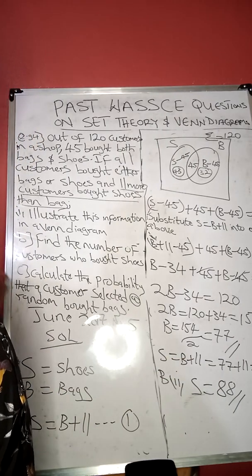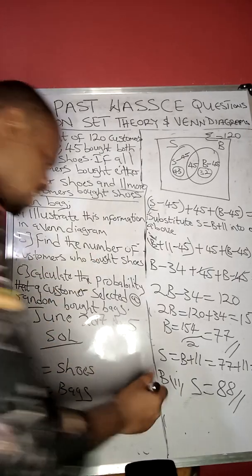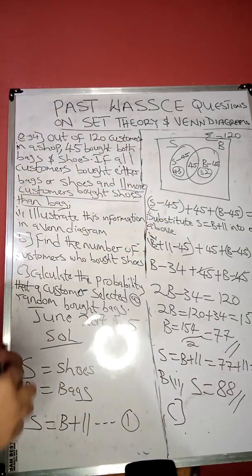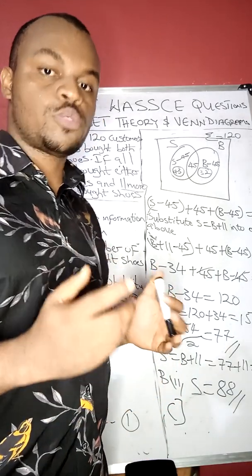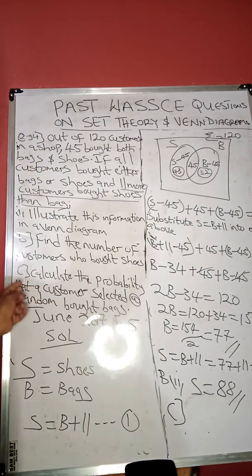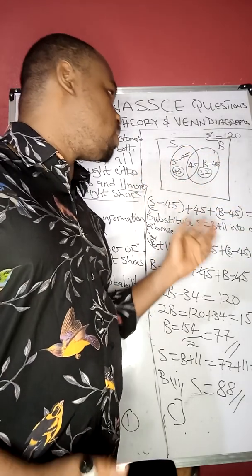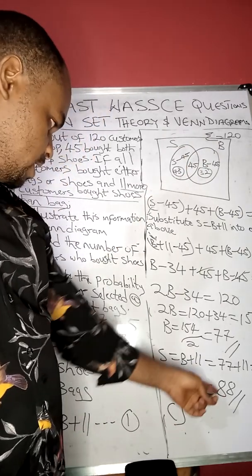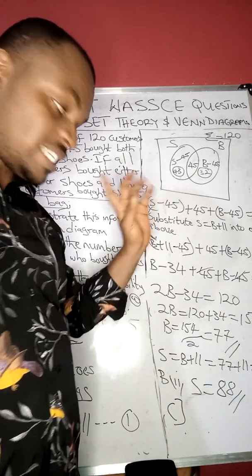Now the second question says what? Okay, the second question is actually a bonus question for those people who are watching this video, because it just asks for probability. I've not taught people with probability, but I'm going to answer the question, and for those people who already know probability will understand what we are doing. It says calculate the probability that a customer selected at random bought bags. We already know the number of people that bought bags. S is 88, B is 77, that's bags.